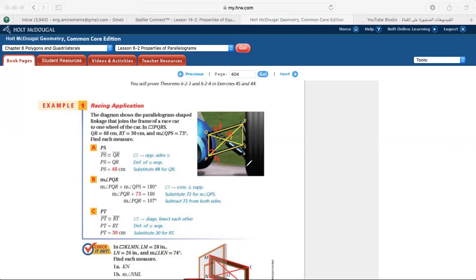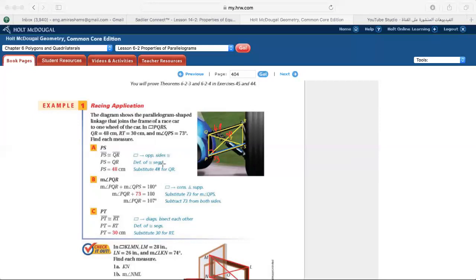Okay, find each measure. PS. They want to find this one. Because it is given that PQRS is a parallelogram, and from the properties of the parallelogram, every two opposite sides are congruent. Since QR is 48, PS will also equal 48 centimeters. So PS is congruent to QR, so PS is equal to 48 centimeters.